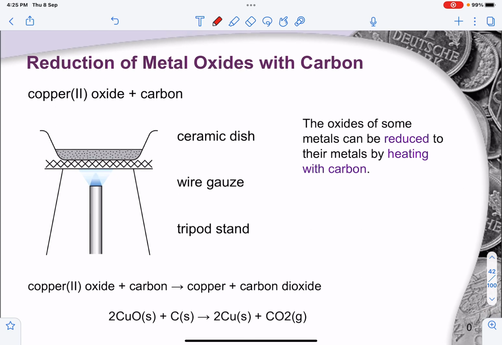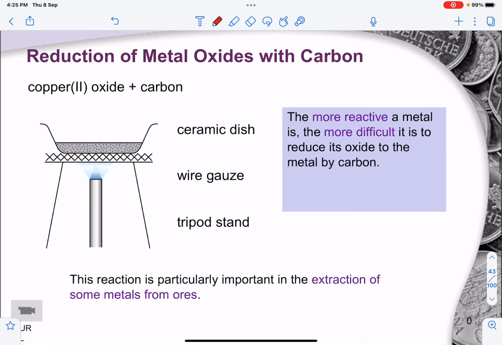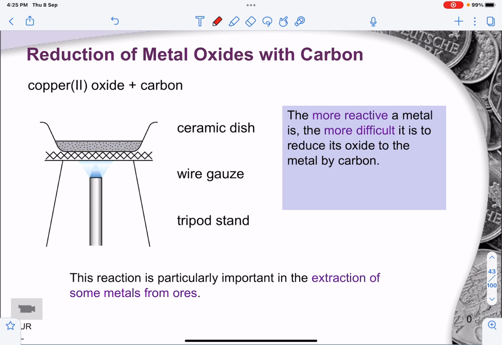We can also reduce metal oxides with carbon, but this really depends on where carbon is in the positioning of the reactivity series. Oxides of some metals can be reduced to their metals by heating with carbon. Of course, the more reactive a metal is, the more difficult it is to reduce its oxide to the metal by carbon. This reaction is very important for the extraction of some of the metals from ores, which we will talk about later.